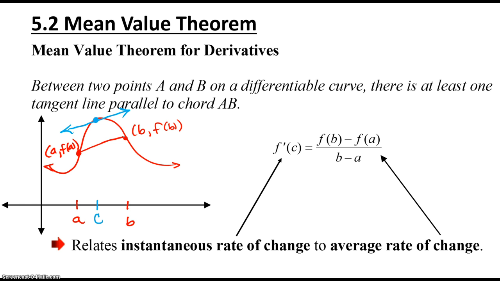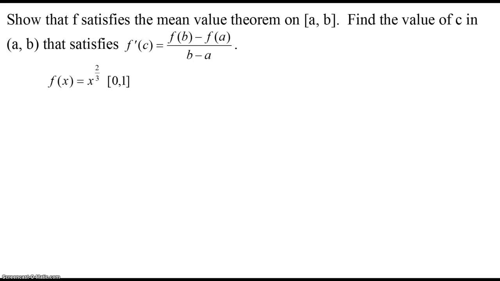So what you see here is that this relates the instantaneous rate of change, or the derivative, to average rate of change, better known as Algebra 1 slope. So f prime of C equals f of B minus f of A all over B minus A. So let's look at an example of how we can use the mean value theorem for derivatives and find that C value that we're looking for.